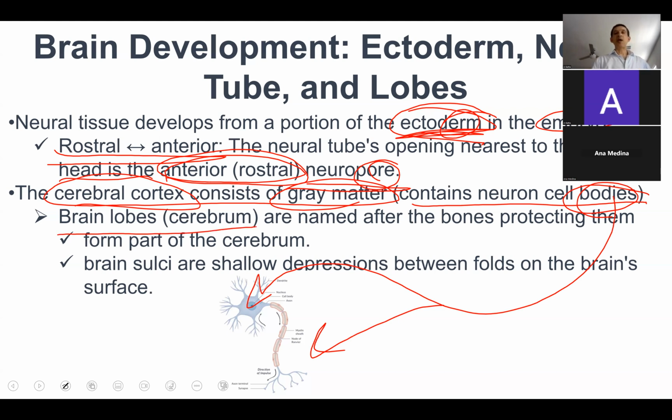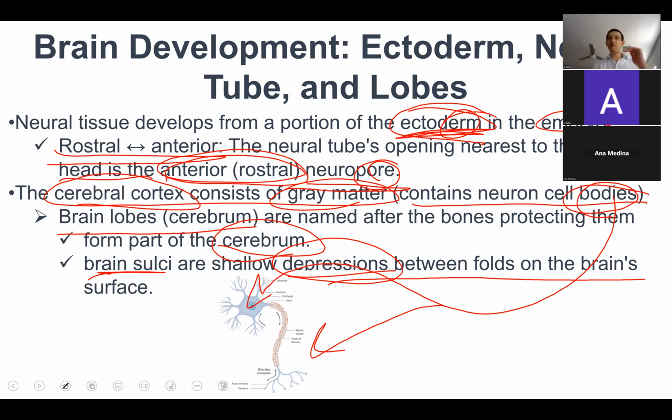Brain lobes are named after the bones that overlie them and protect them, and they are a part of the cerebrum, not the cerebellum, right? Brain sulci and brain gyri are the ups and downs on the surface of the brain. Sulci, for example, are depressions between the folds. Don't forget that pia mater actually follows those sulci and those gyri.